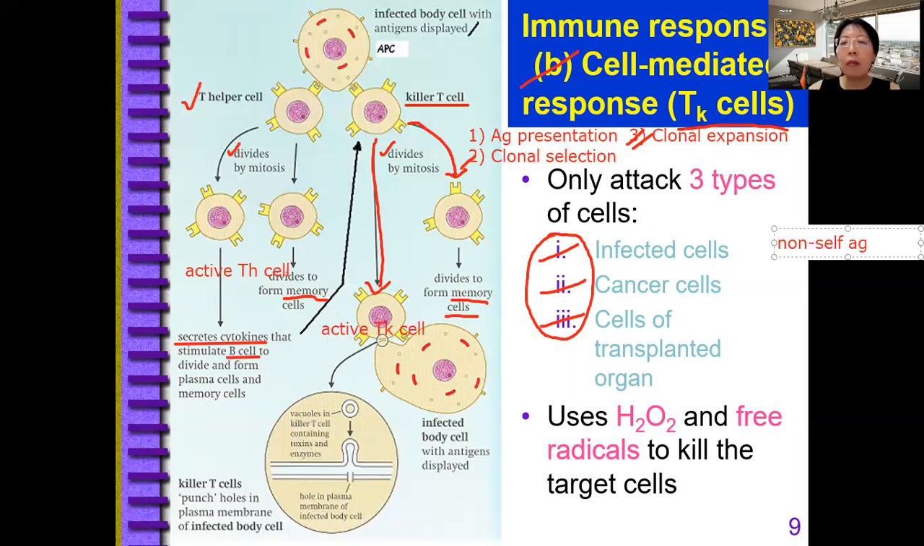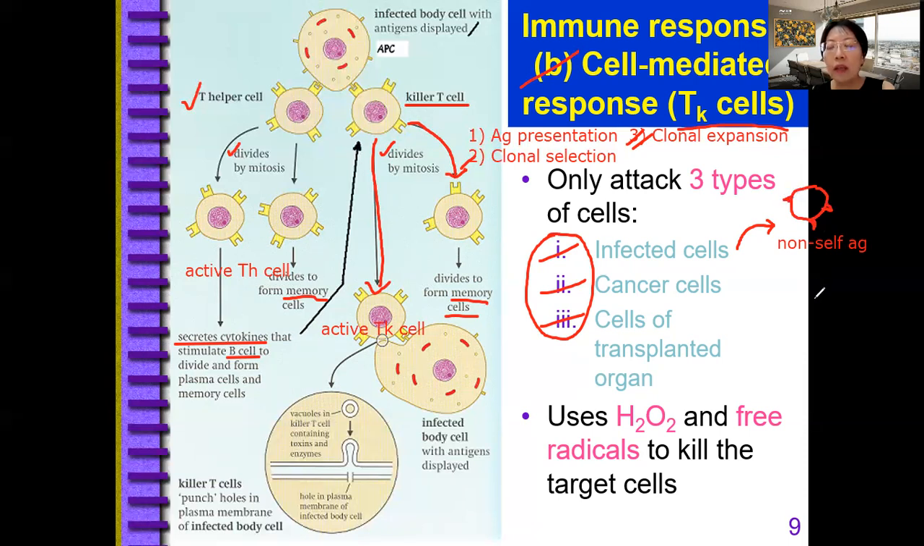Non-self antigen. For example, an infected cell, let's say infected by a virus, will start to present the viral antigen on its surface. So suddenly there's a foreign antigen on the surface of a cell. Of course, there can be a few, not only one. Or a cancer cell will have its own antigen, which is abnormal, so it's also considered non-self antigen. And a cell of a transplanted organ is originally not produced by us, so the antigen is also considered foreign. So all these 3 types of cells will be removed by the T killer cell.